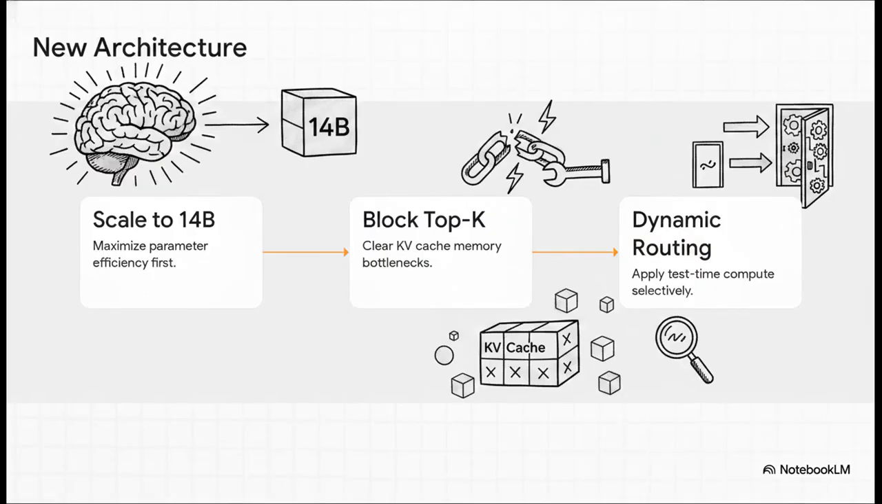So, pulling this all together, what's our final post-mortem recommendation for MLOps engineers? Here is your new deployment architecture playbook. Step 1. Scale your base model capacity to that 14B parameter threshold to maximize your parameter efficiency. Step 2. Implement block Top-K Sparse Attention in your serving layer to clear out those KV cache memory bottlenecks. And Step 3. Implement dynamic routing. You want to make sure you are only spending this expensive test time compute on complex queries that actually need it, instead of wasting memory bandwidth on simple questions.